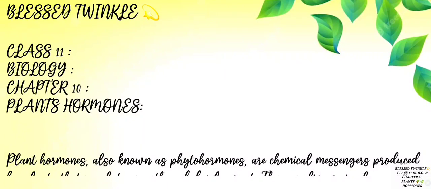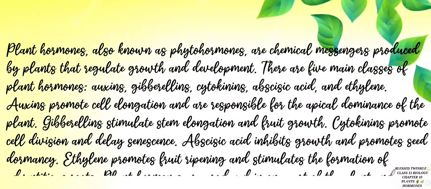Certain chemicals which are produced by plants have a profound effect on their subsequent growth and development. Such chemicals are called plant hormones, or phytohormones. They are produced in young embryonic tissues, as they are not found in a specific organ in plants. Plant hormones are chemical messengers produced by plants that regulate their growth and development.